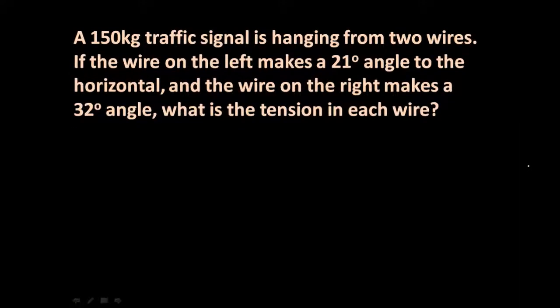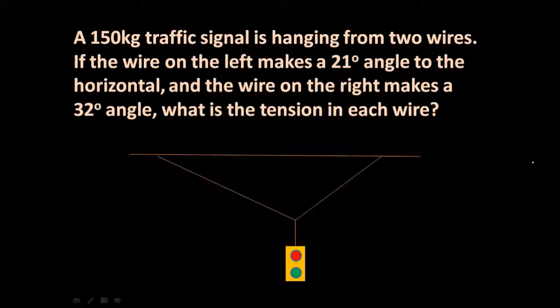All right. So let's take a look at a quick example. A 150 kilogram traffic signal. We need a picture of this thing. There it is, hanging from two wires. If the wire on the left makes a 21-degree angle to the horizontal and the wire on the right makes a 32-degree angle, what is the tension in each wire? There's the angle on the left, and there's the angle on the right.